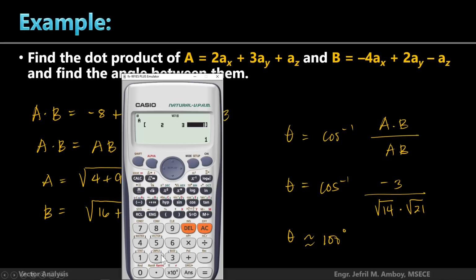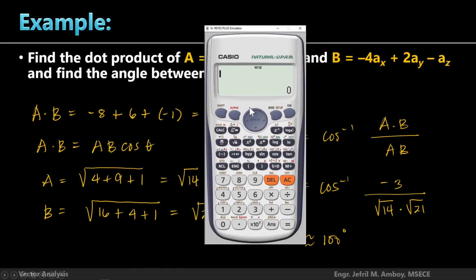shift vector, and then we choose data, no? 2. And then vector B. Okay, for vector B, we choose another 3-dimensional vector, 1. Okay, and input the vector components of vector B. So, negative 4 equals, 2 equals, and negative 1 equals. Okay. So, there we have it. We now have the two vectors stored in our calculator.